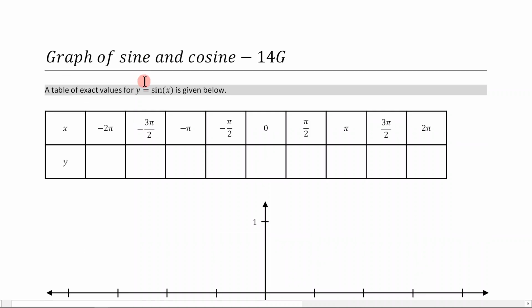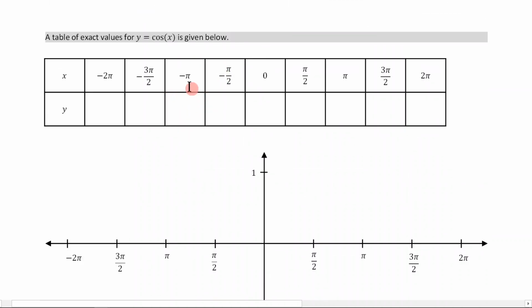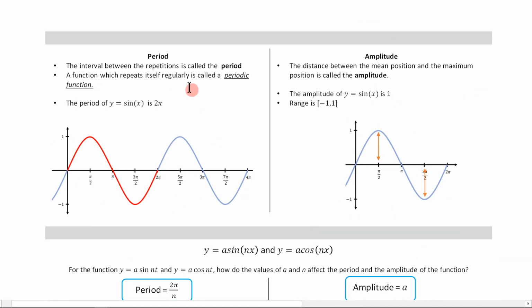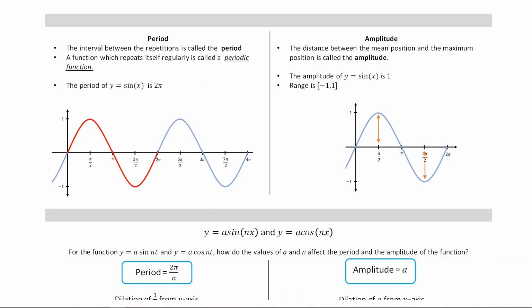So we've filled out this and we've filled out this. So let's now just read over once again what the period and amplitude are. The period. The interval between the repetitions is called the period. A function which repeats itself regularly is a periodic function. The period of y equals sine of x is 2 pi. The amplitude. The distance between the mean position and the maximum position is called the amplitude. The amplitude of y equals sine of x is 1, and you can see that there.